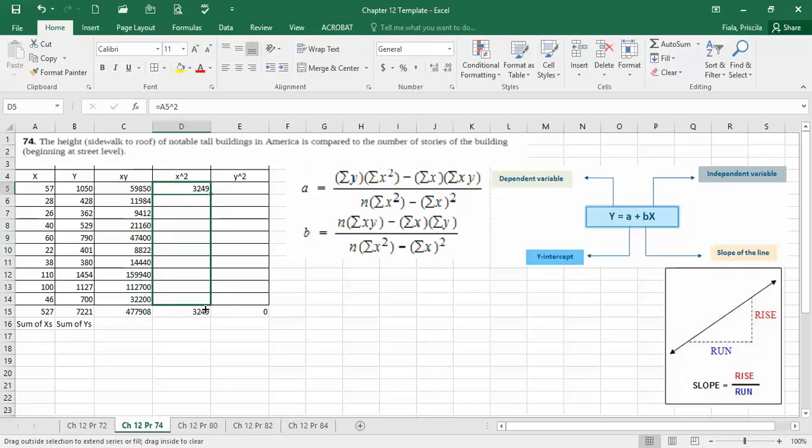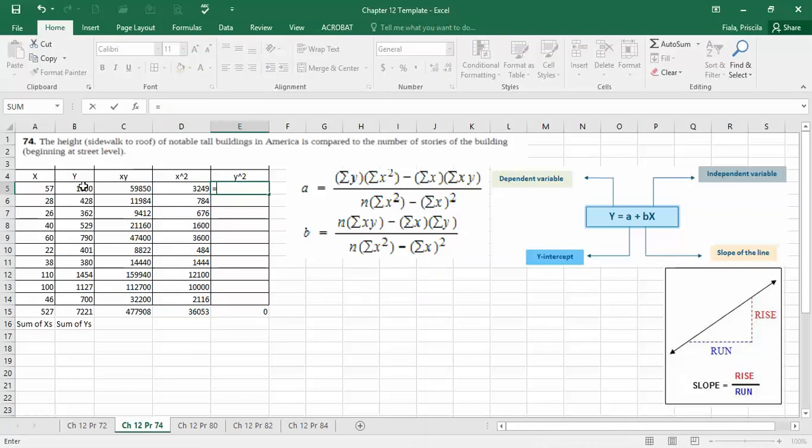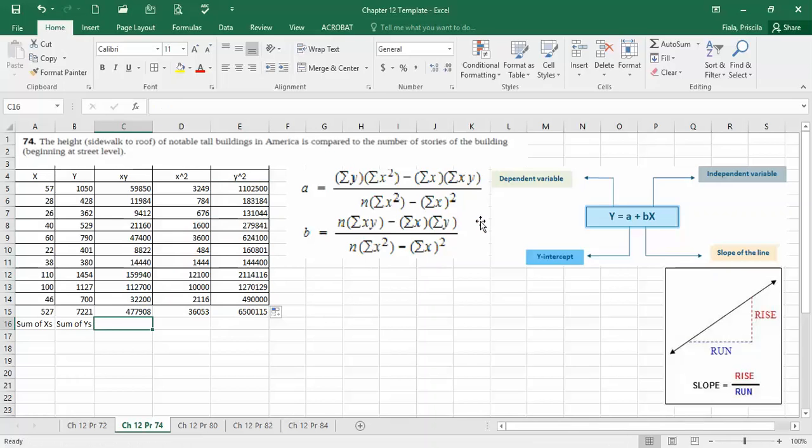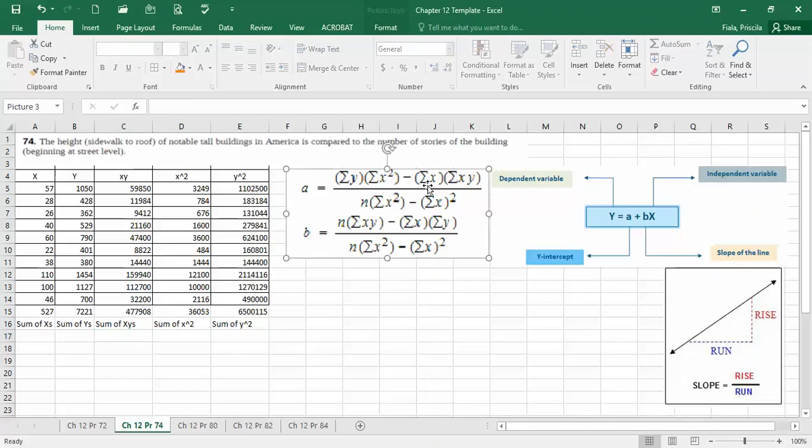Okay, drag it down, that's my total, and here I'm gonna do y squared, and then I'm gonna drag it down. So here you have the sum of xy, correct? Here you have the sum of x squared, correct? And here you have the sum of y squared. And here is the formula.